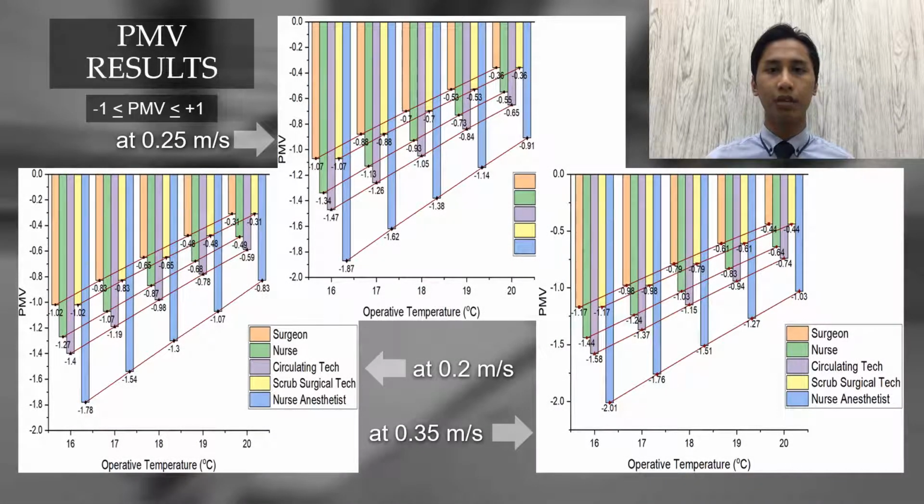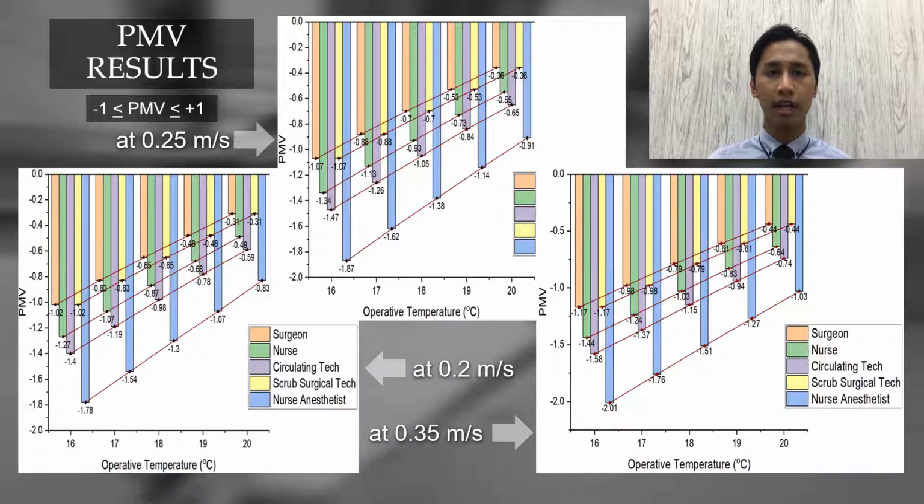Under PMV results, it is observed that the nurse anaesthetist has the highest PMV value. The surgeon and scrub surgical tech have the lowest PMV value throughout the 5 measured temperatures and 3 different air velocities. The graph shows a linear increase as the measured temperature increases. In this study, it is recommended to have a PMV value between -1 and +1, as studied by Zwolinska, to achieve comfort level. It is observed that most of the surgical staff are experiencing a near cool sensation due to the metabolic rate and clothing insulation.